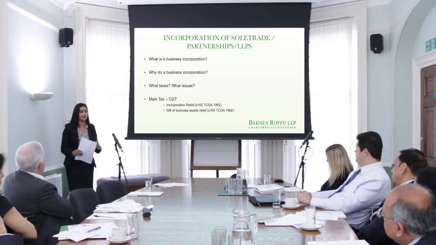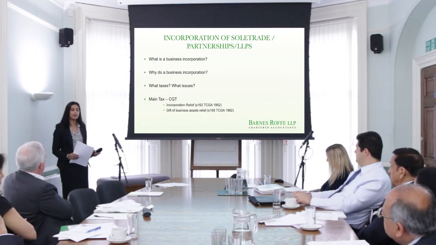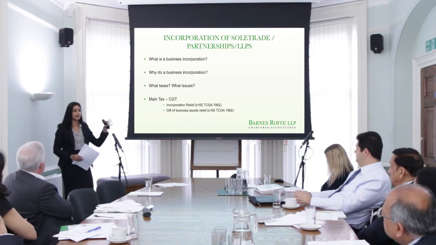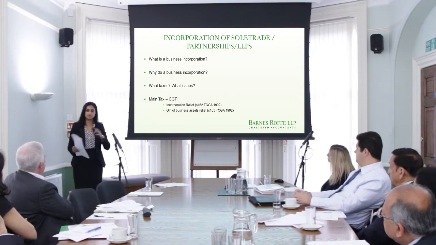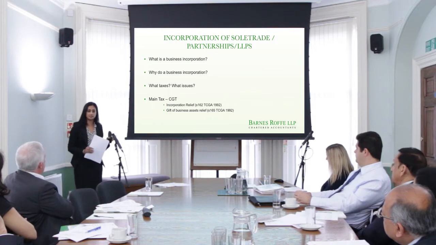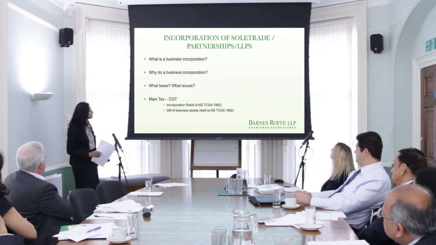We need to think about what taxes, what issues are involved around doing a business incorporation. So just briefly looking at, we've got income tax issues for sole traders and partnerships, looking at their cessation period, looking at any losses, looking at the capital allowances, any overlap relief issues, so you need to consider those. VAT, well, it will be a transfer of a going concern, the business incorporation, so that's outside the scope of VAT, so you don't need to worry about that. If you've got land and buildings in your business, and that's going to be part of the transfer of your business into the company, then there are issues that need to be considered there.